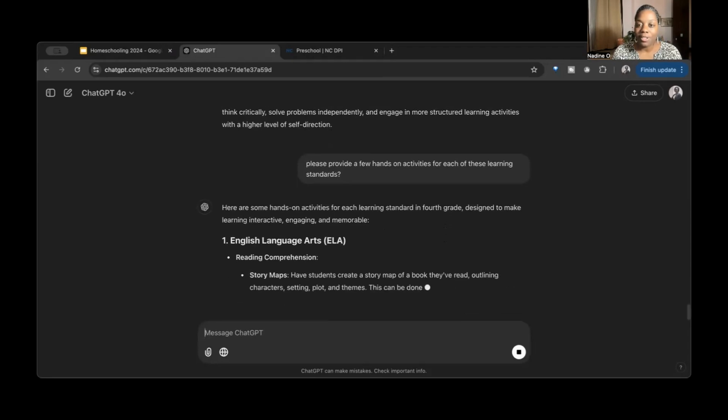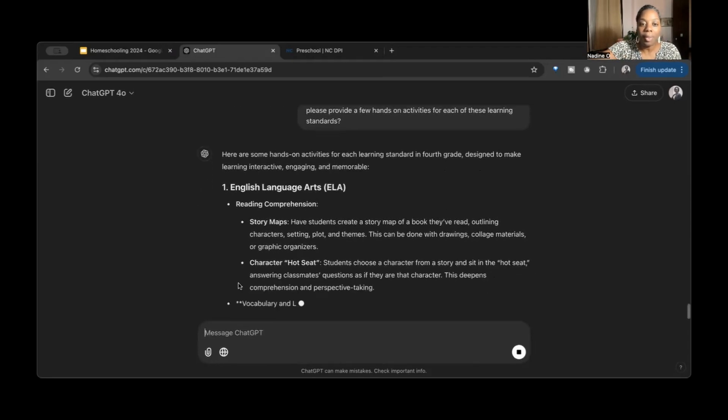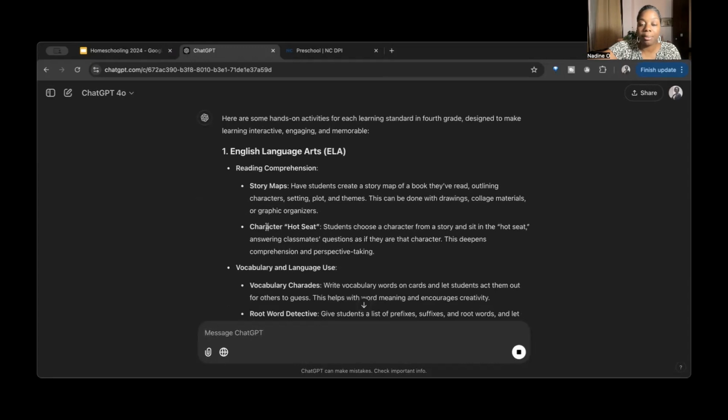Here are some hands-on activities for each. Here we go. So we can do some story maps, some character hot seats. I don't know what these things are yet, but armed with this information, I can now take this. Well, first of all, they give you a description, so that's good. Story map is to have students create a story map of a book they've read, outlining characters, setting, plot, and themes. This can be done with drawings, collage materials, or graphic organizers. Boom. Okay, so ChatGPT told me what it was and how to do it.